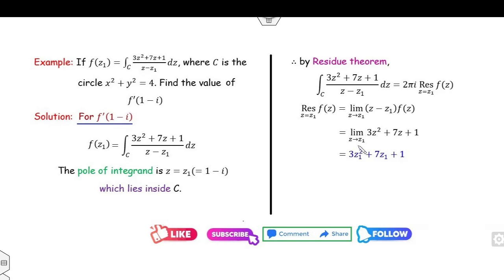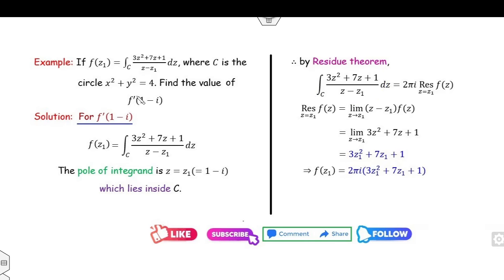Z minus z1 will be cancelled. Now you can see I can substitute this value. The left hand side is f of z1. The right hand side is 2 pi iota times 3 z1 square plus 7 z1 plus 1.